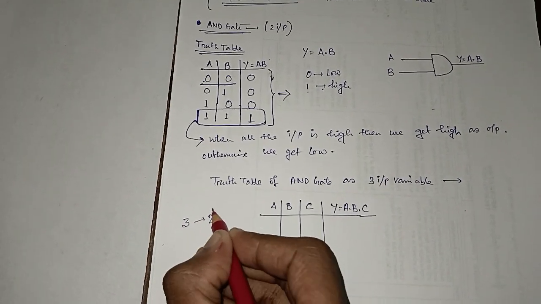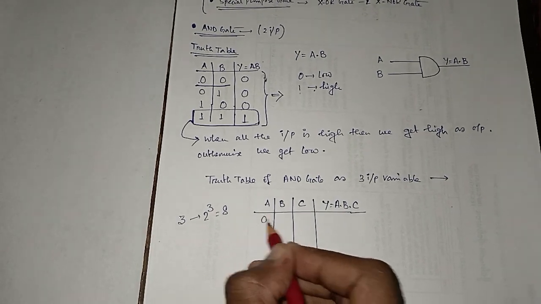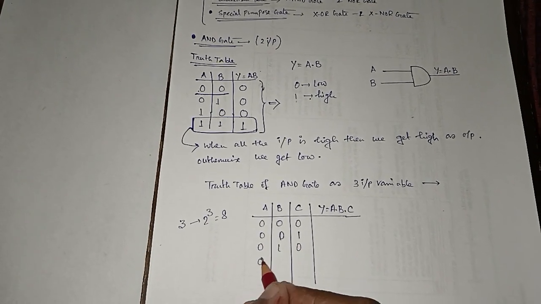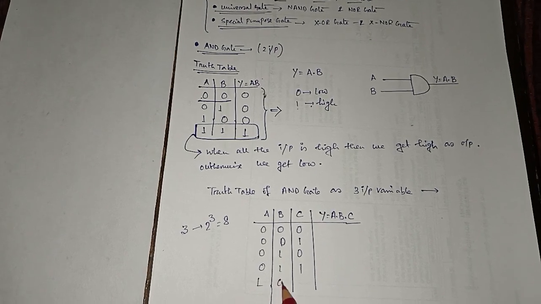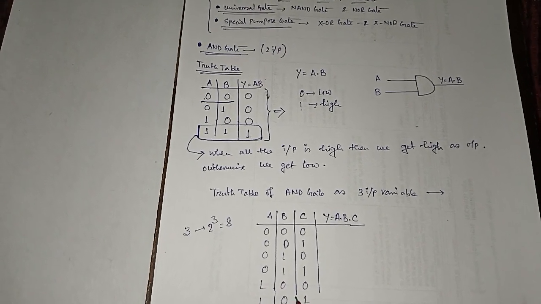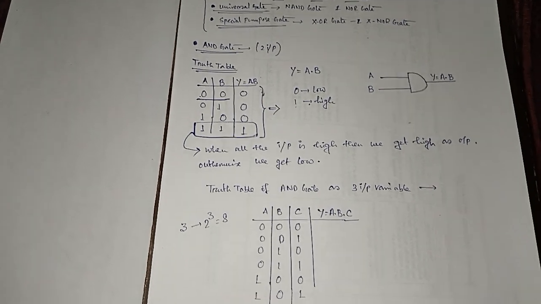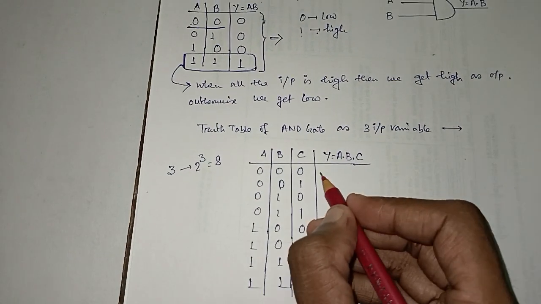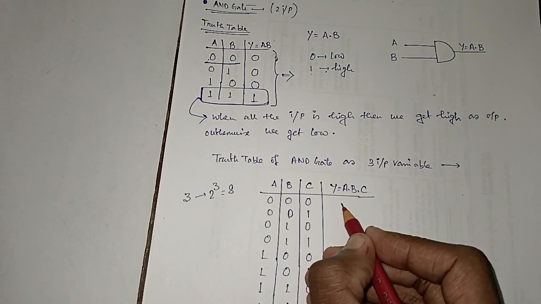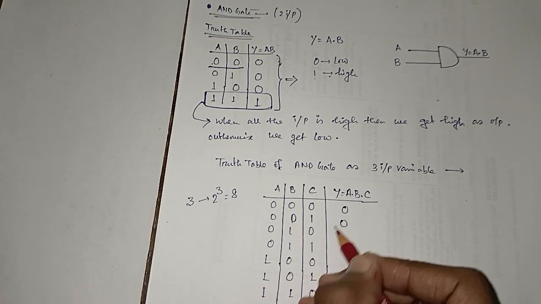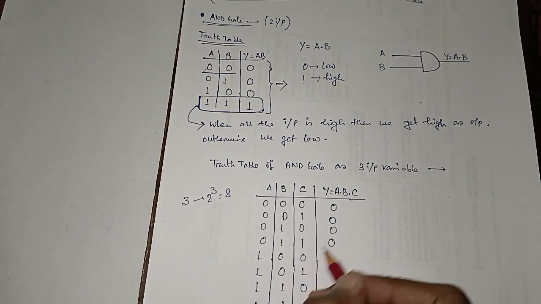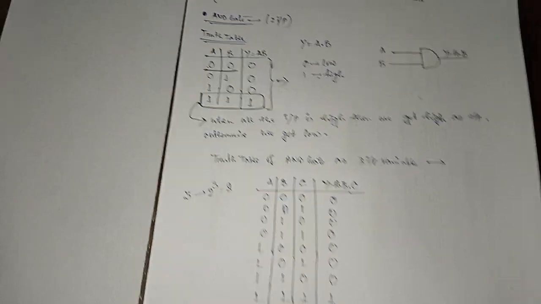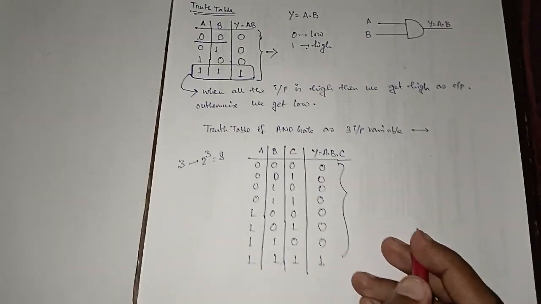With three input variables we get 2 to the power 3, which means 8 combinations: 0 0 0, 0 0 1, 0 1 0, 0 1 1, 1 0 0, 1 0 1, 1 1 0, and the last combination 1 1 1. If all the inputs are 0, the output is 0. If two inputs are 0, the output is 0. If one input is 0, the output is 0. Only when all the inputs are high is the output high. So this is the logical truth table of the three variable AND gate.